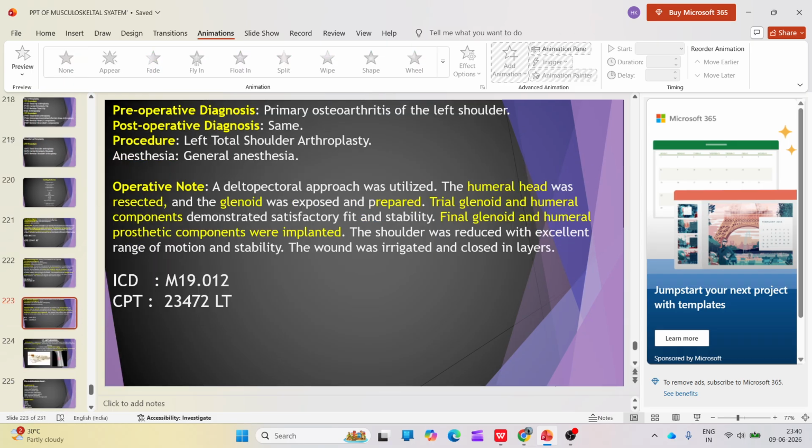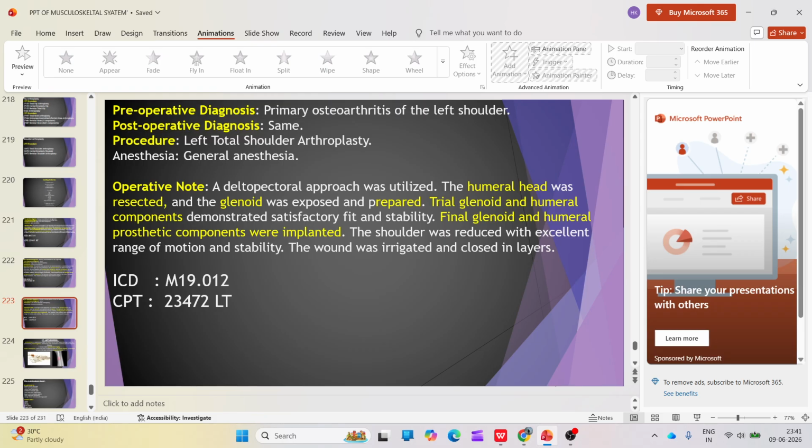Coming to the next, that is primary arthritis of left shoulder, and the procedure is left total shoulder arthroplasty. Operative report: a deltopectoral approach was utilized. This is the region where the incision will be done, and the humeral head was resected, and the glenoid was exposed and prepared, and the trial components, that is the glenoid and humeral components, were checked for fit and stability. Final glenoid and humeral prosthetic components were implanted, and the shoulder was reduced with excellent range of motion, and the wound was irrigated and closed in layers.